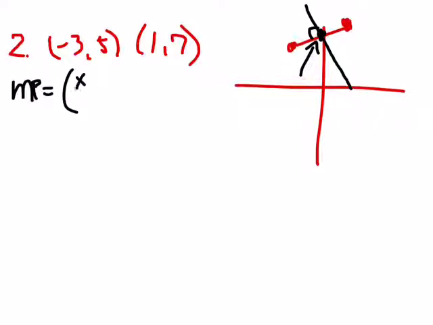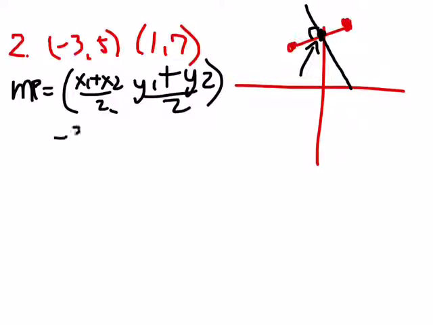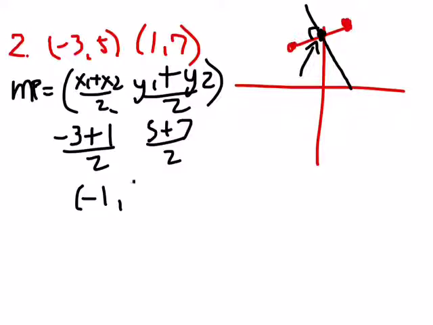x1 plus x2 over 2, y1 plus y2 over 2. Average of the x's, average of the y's. Negative 3 plus 1 over 2 and 5 plus 7 over 2. So we get negative 2 over 2, negative 1, 12 over 2, 6.